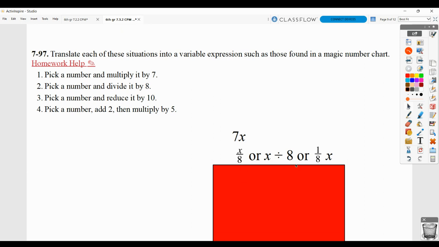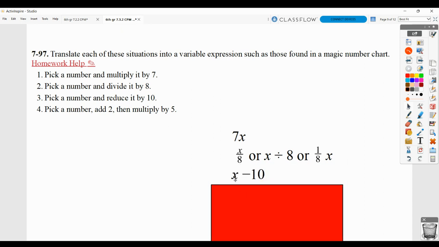Now I would take any of these formats: x divided by 8 written this way, x divided by 8 written this way, or 1/8 times x is the same as dividing x by 8. Pick a number and reduce it by 10. Well, reduce, of course, means to decrease it, or in other words, to subtract. So pick a number, reducing it by 10.